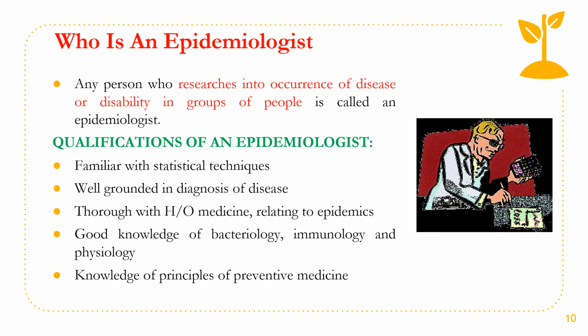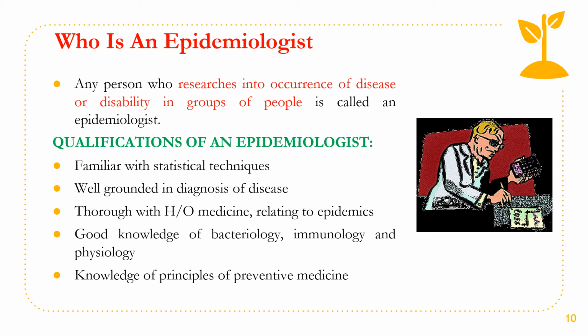Who is an epidemiologist? Any person who researches into the occurrence of disease or disability in a group of population is called an epidemiologist. I will repeat: any person who researches into the occurrence of disease or disability in groups of population is called an epidemiologist.